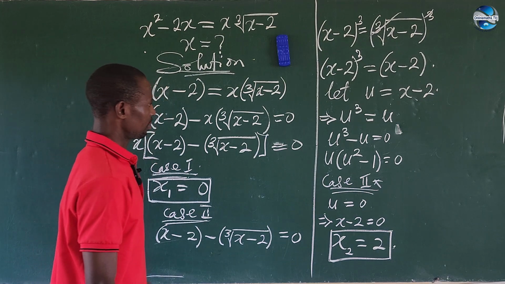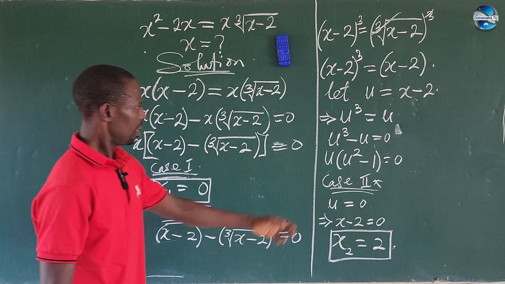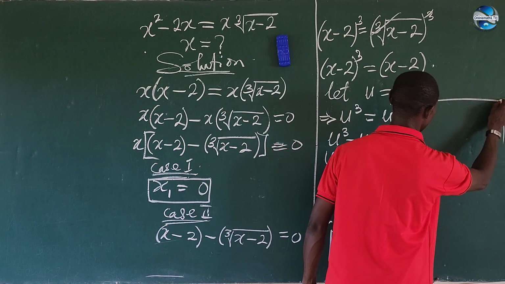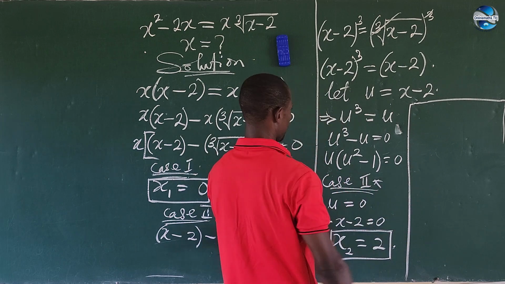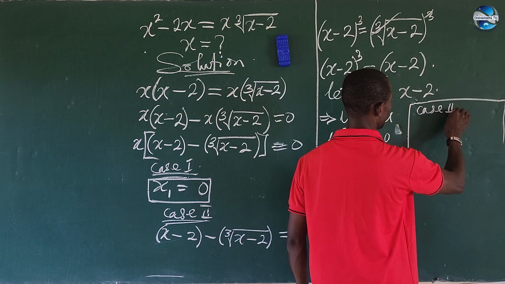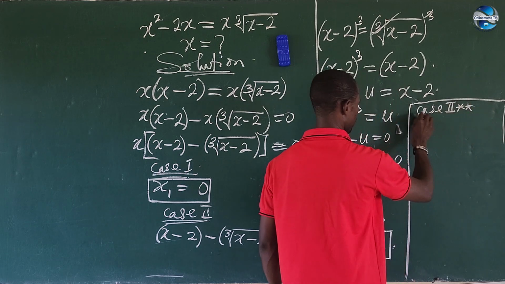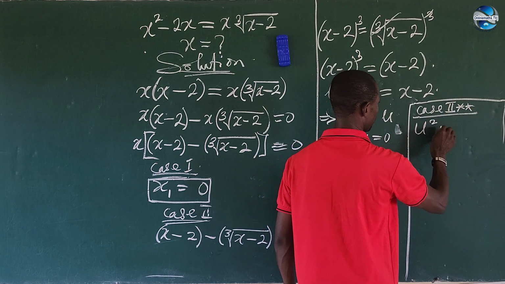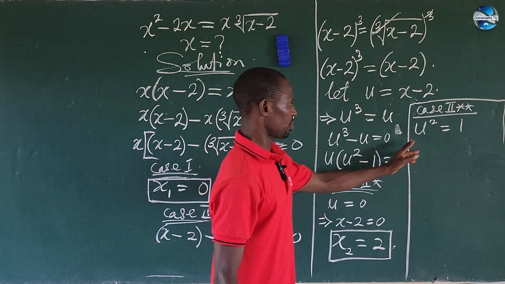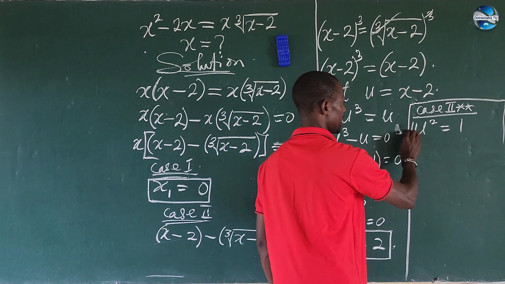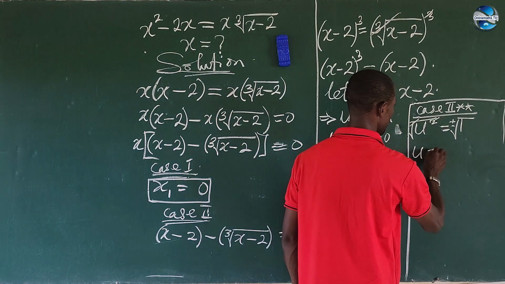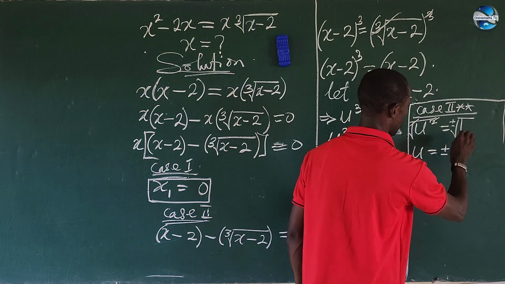Okay, so let's go ahead and look for the other case, which is this case here. Let's continue on this side. So from here, we have our case 2 star star. We're going to have u to the power of 2 is equal to 1, because we're going to send this to the other side. So this will now give us 1. Take the square root of both sides. Easy. Here we add plus minus. So we have u is equal to plus minus 1.